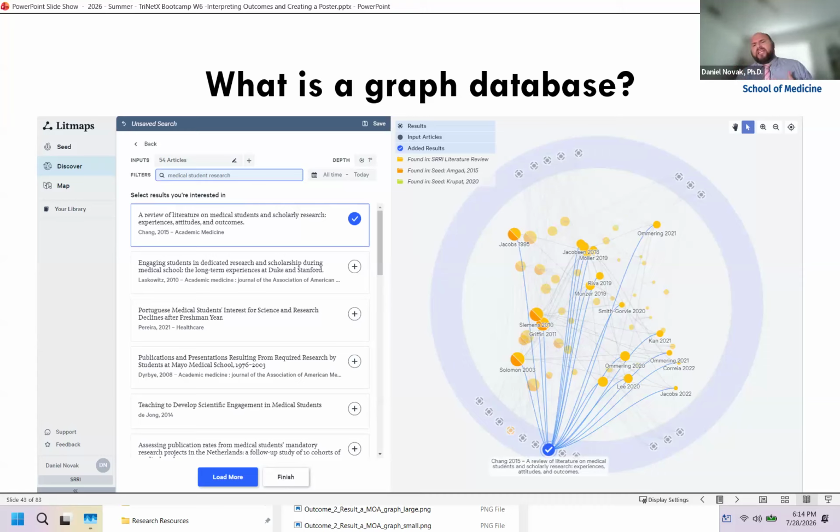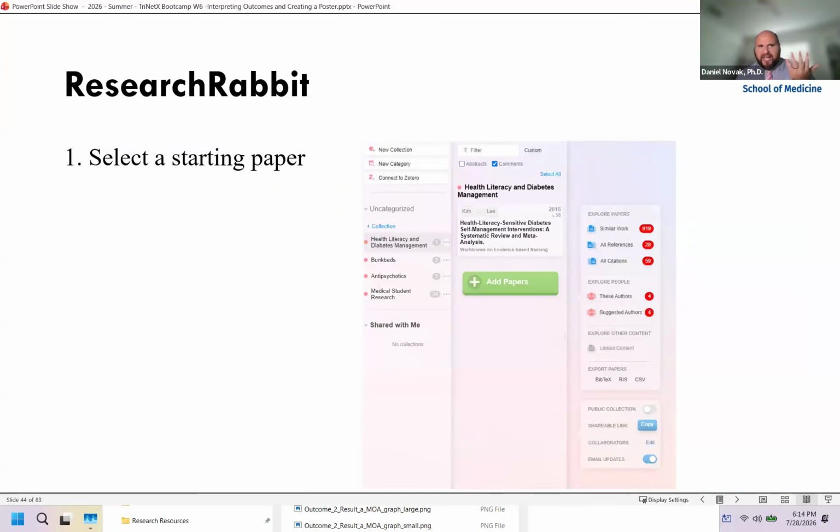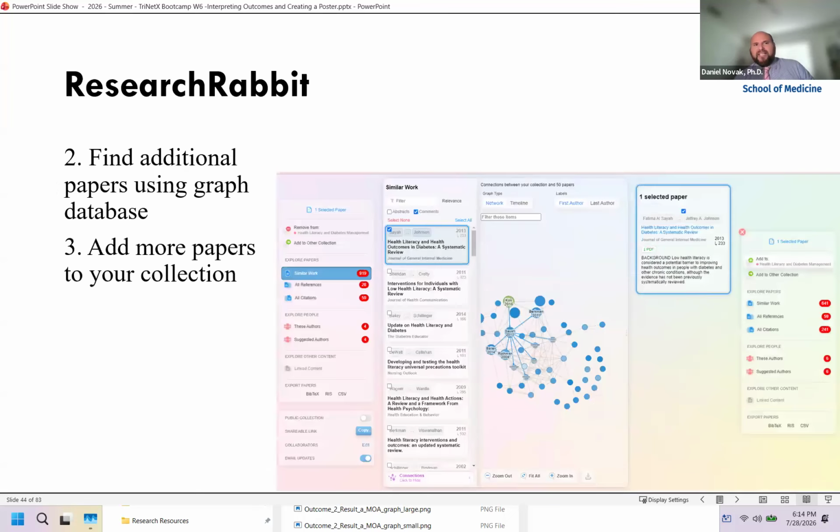So graph databases can help you create a visualization of the existing research and see where papers, for example, are cited that you maybe didn't find originally, or it can help you find related studies by authors that were done later on. All sorts of really useful, important stuff that you can use. And Research Rabbit, they changed the interface and made it worse, but you can select a paper and have it find additional papers using the graph database until you've gotten everything you want.